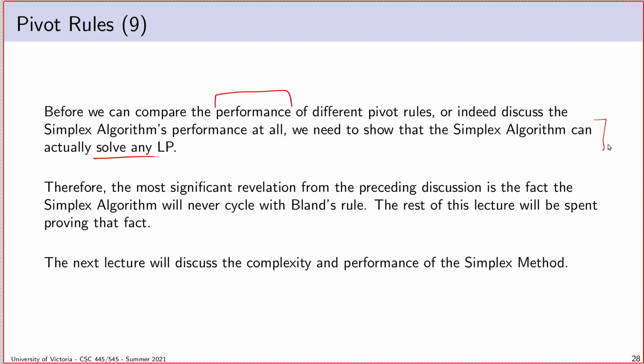So I'm going to make that a separate video. The video will be the proof that Bland's rule doesn't cycle. And as I mentioned earlier, it is nasty. But once we get through that proof, we can begin talking about things like, okay, now that we know how to prevent cycling, what can we do to try and make the algorithm take as little time as possible? And that'll be next week's topic.